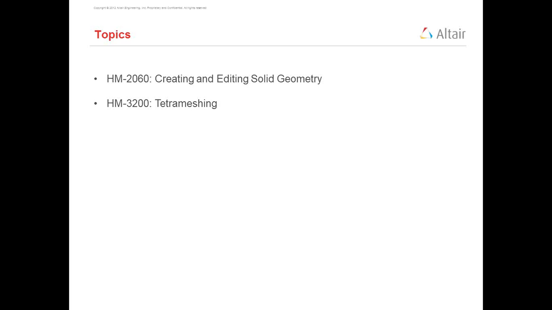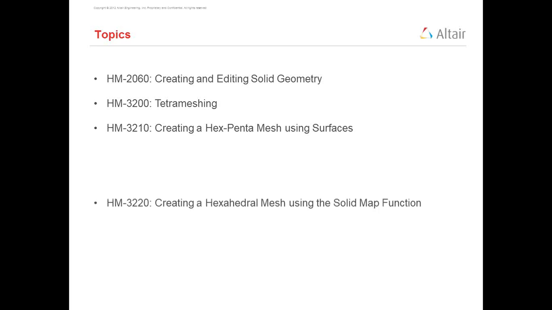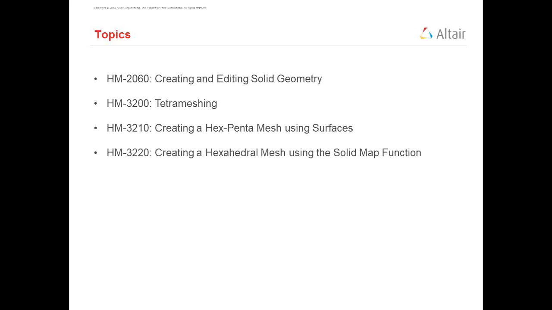Or the second option is doing the 2D geometry, enclosing that, and then performing the tetra mesh, then converting it into tetra elements. Then in this tetra mesh option we'll also see how to perform the quality checks and how to improve the quality of the tetra elements. Then we will see creating a hexa-penta mesh using surfaces and creating a hexahedral mesh using the solid map function. So these are the two more in hex meshing. Lastly, we will see how to use the tetra mesh process manager to create tetra elements.